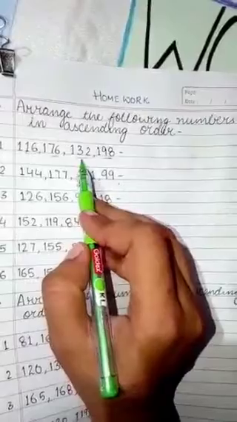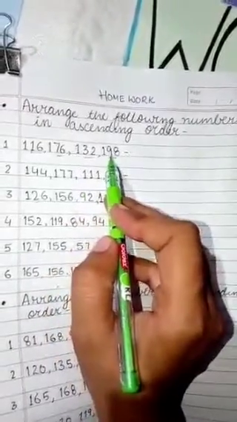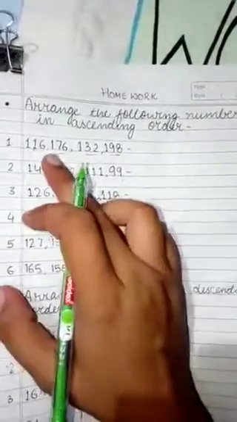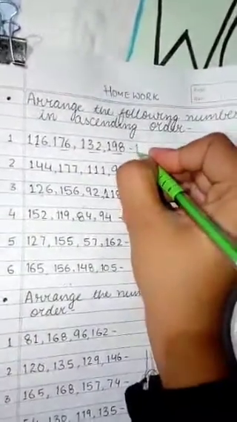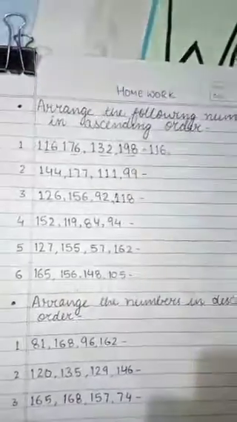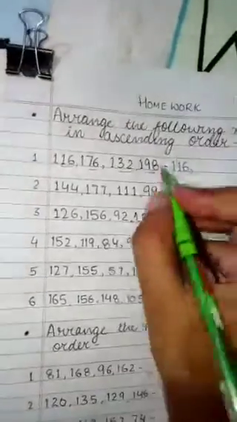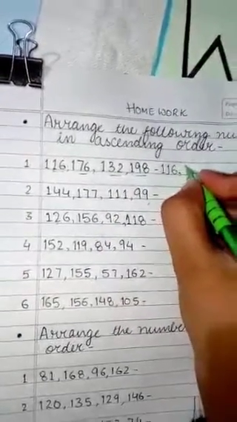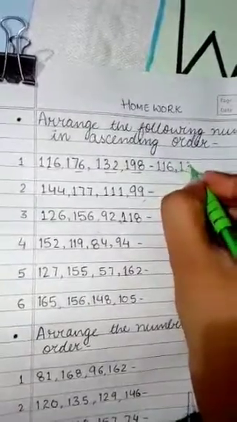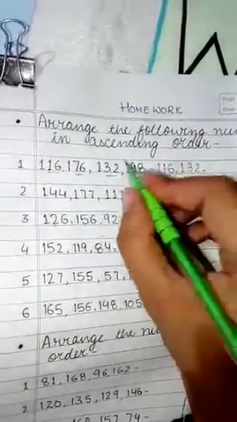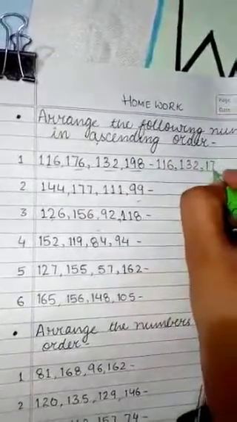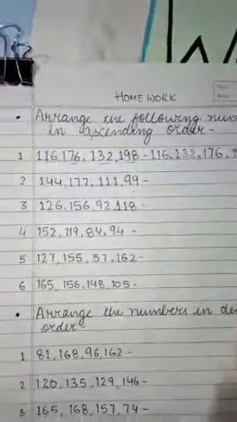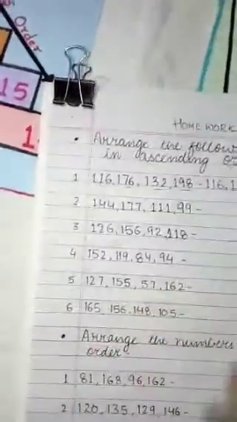16, 76, 32, 98. Here ascending order, what do we do? From smallest to the greatest. Smallest one, 116. 16 is the smallest. Now come to the next, 132. 32 is bigger than 16. And after 32, 76, that is 176. And after that, 198. Understand? And the rest is your homework.